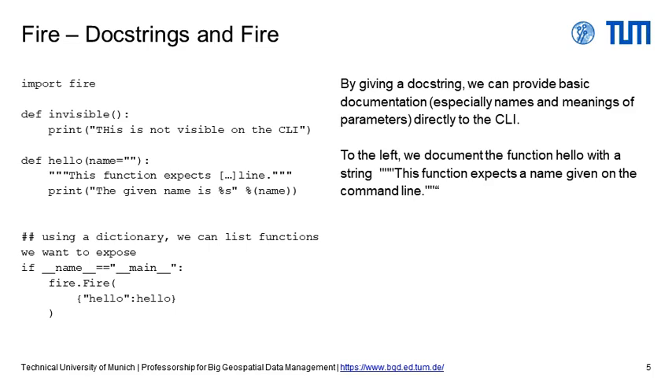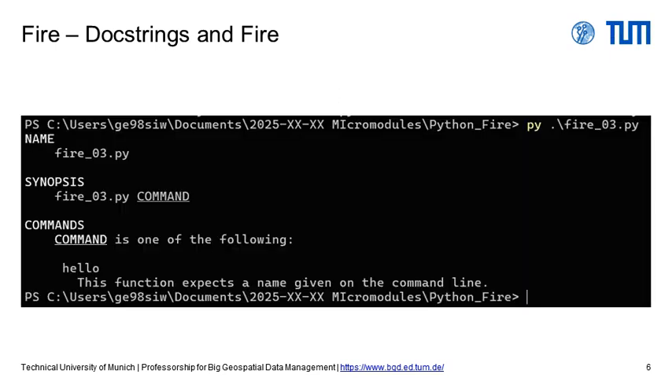Now that we can specify which functions the user is able to use, we might want to provide a short help text in the command line interface. To this end, Fire uses the Python docstring as given in this example. This docstring is automatically picked up by Fire and shown on the command line as you can see on this slide. In the command section, the function hello is listed and below, the documentation line is shown.